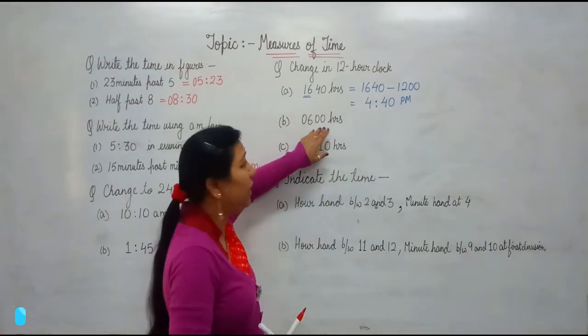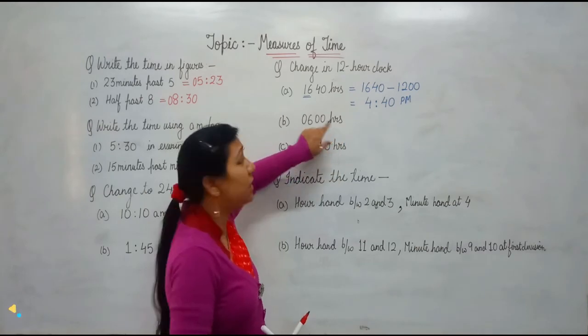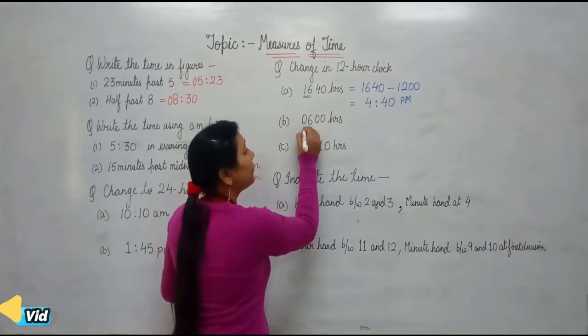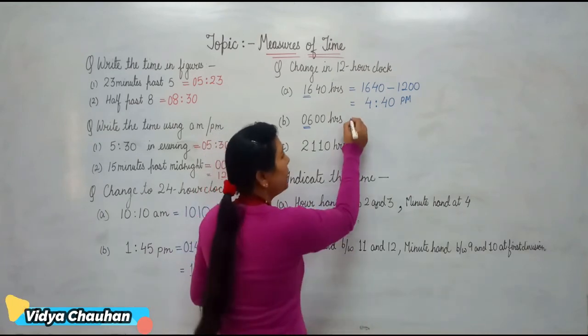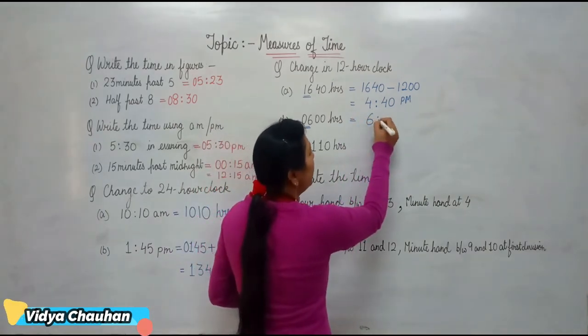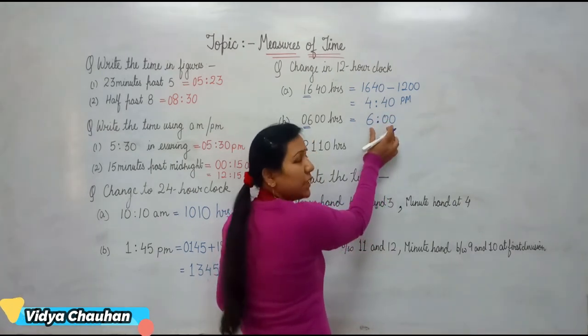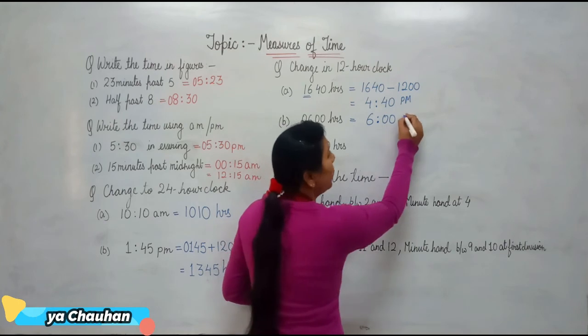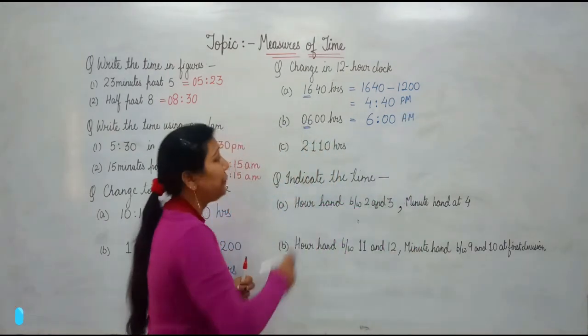Coming to the second part, in which it is 600 hours. Here the hour hand is showing a time less than 12. So this will be directly written as 6:00 with the two dots. That means it is now in 12-hour clock AM. So it is 6 AM.